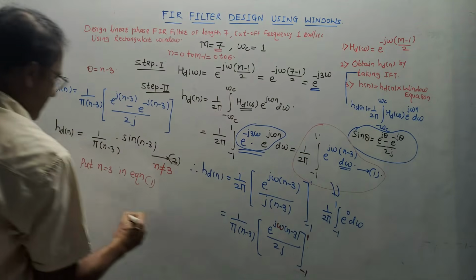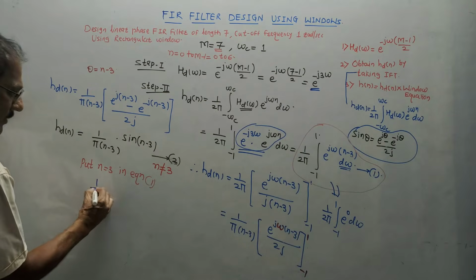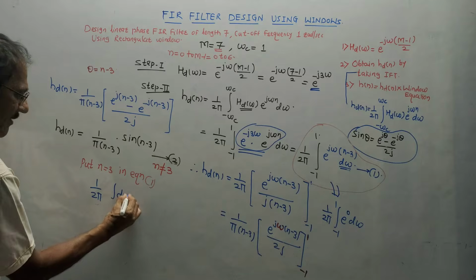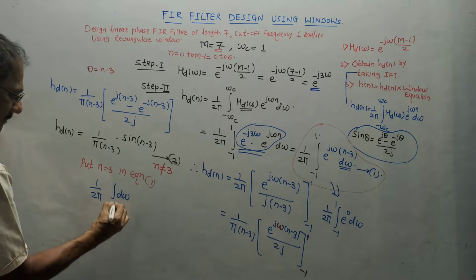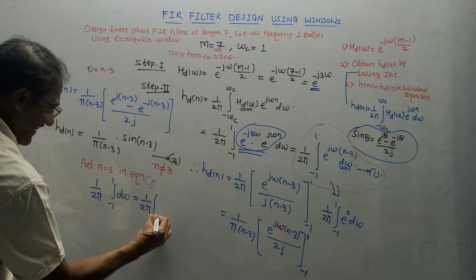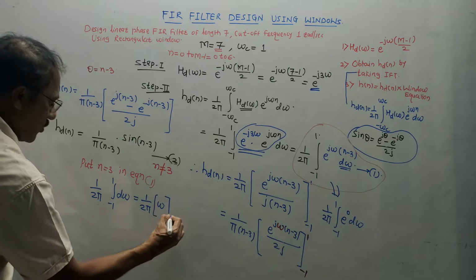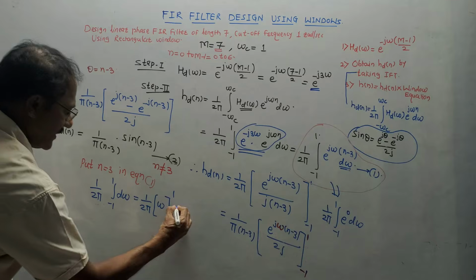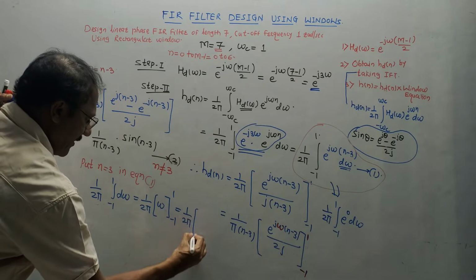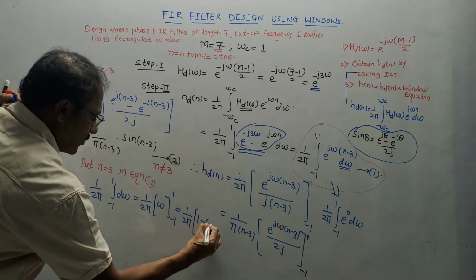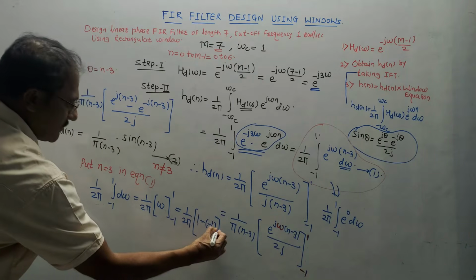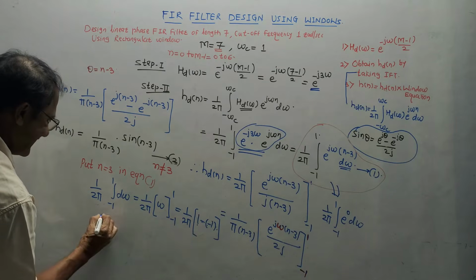So this becomes 1 by 2 pi integration of d omega. 1 into d omega is d omega only, minus 1 to 1. So this can be written as 1 by 2 pi, integration of d omega is omega. Limits are minus 1 to plus 1. Put the limits, so it becomes 1 by 2 pi, upper limit 1 minus lower limit minus 1. So 1 minus of minus 1 becomes 2.